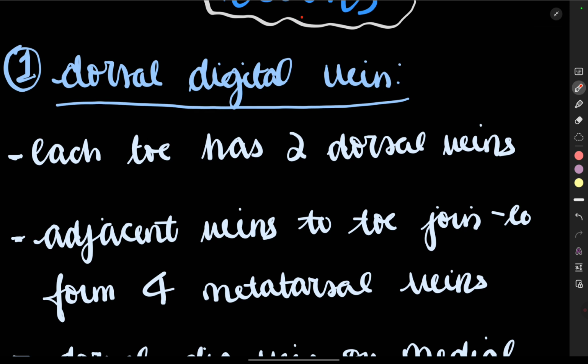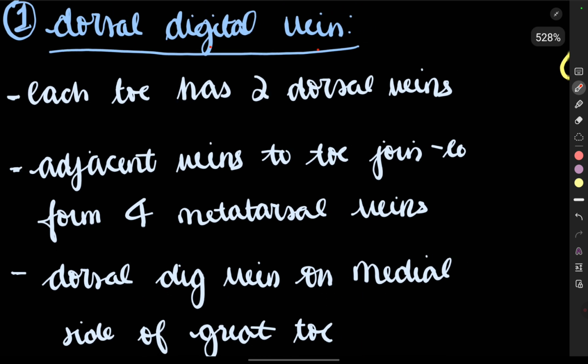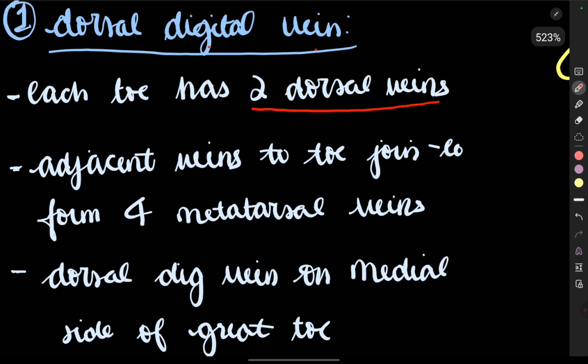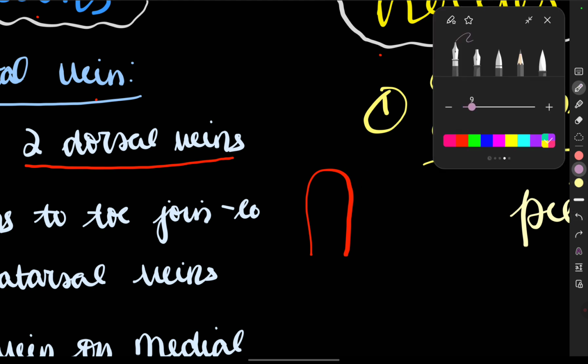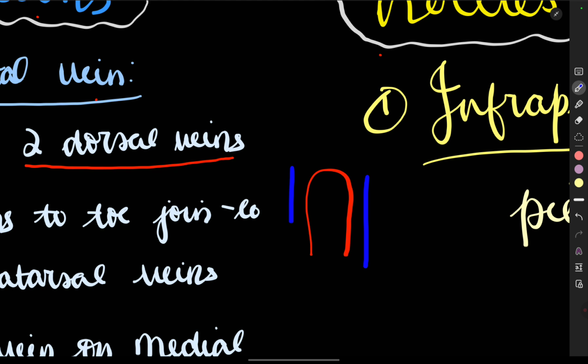So the first vein is the dorsal digital vein. Each toe has 2 dorsal veins. Suppose this is the toe, so this is one vein. We need to take blue, right? So this is one vein and this is the second vein.